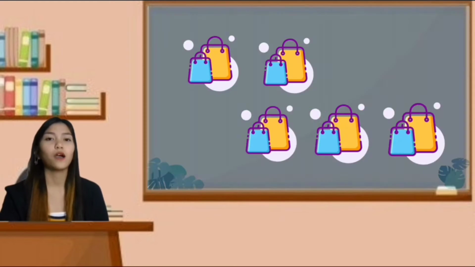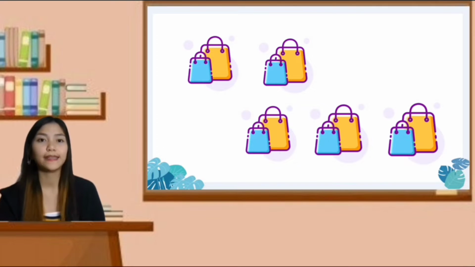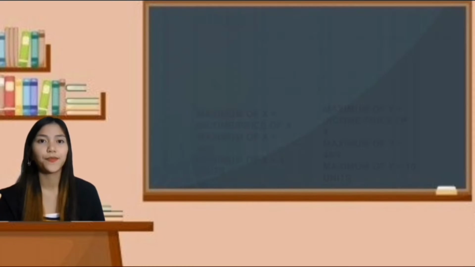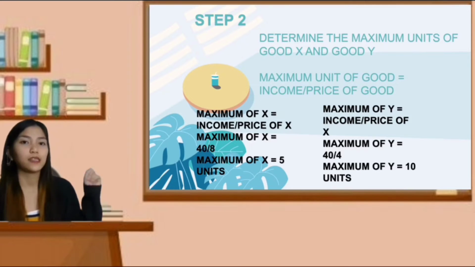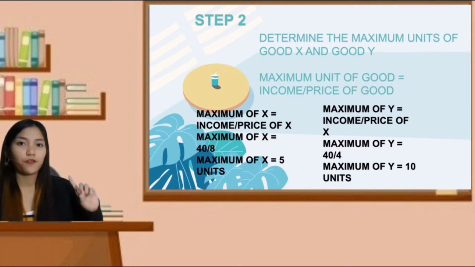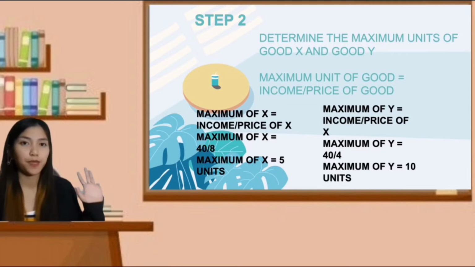Now, it's time to know how many units can consumer get or buy sa good na X and Y na swak sa kanilang income. So, for step 2, we need to determine the maximum unit of good X and good Y. We have the formula here where maximum unit is equal to income divided by price of goods. So, let's try natin una sa good X. Para makuha natin yung maximum unit ni good X, income divided by price ni good X, where 40 is the income, 8 is the price ni good X, 40 divided by 8 is equal to 5 units. So, meaning, 5 units ang ma-maximize natin sa income na 40.